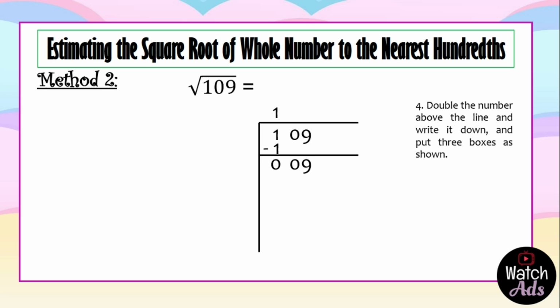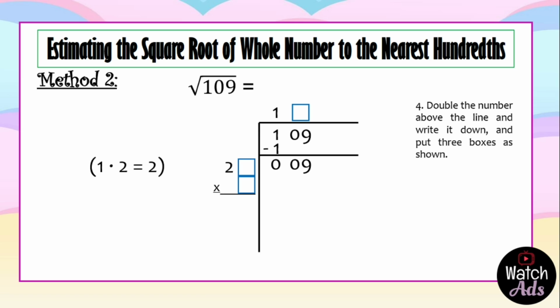Next, double the number above the line and write it down and put 3 boxes as shown. The number above the line is 1. We double it. 1 multiplied by 2 is equal to 2. Then we write 2 and put 3 boxes, just like that. I colored them blue because these boxes correspond to the same number. It means if I put the number 1 in one of the boxes, I am also going to put 1 in the other boxes.